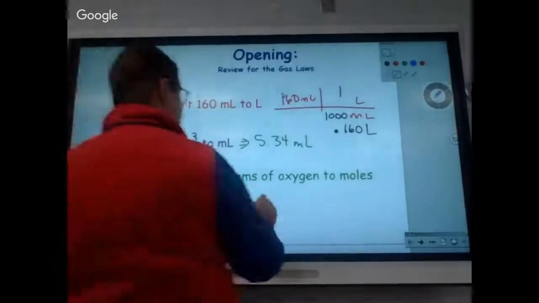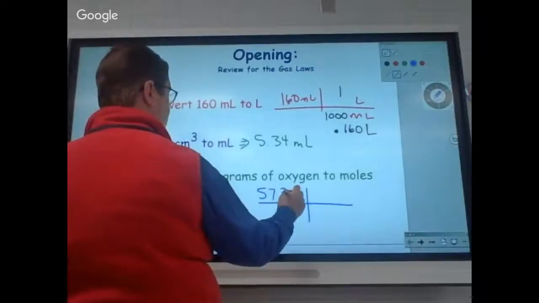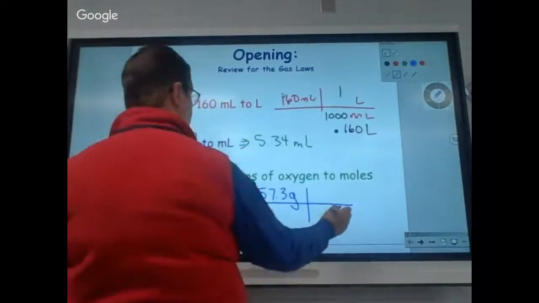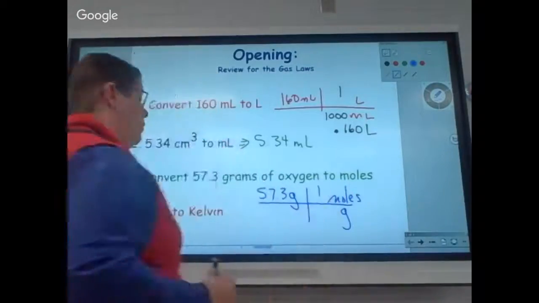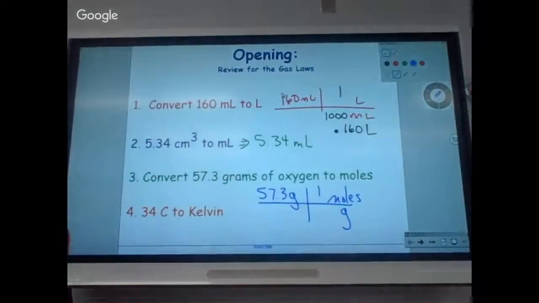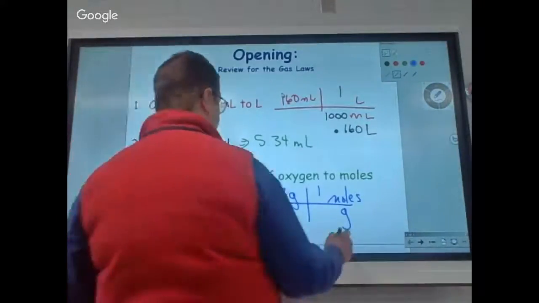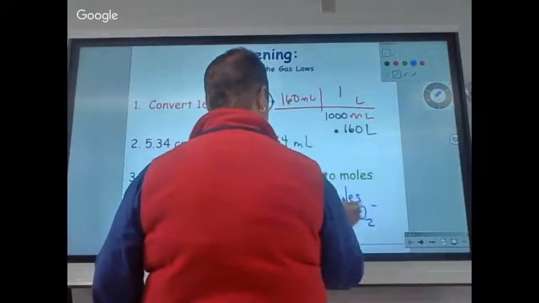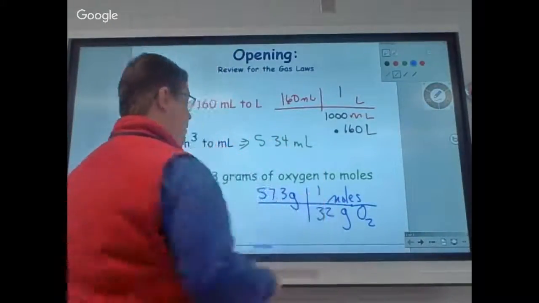Make the T chart. 5.37. What goes on the bottom? On the top. What goes beside moles? What do we know about grams? 32. Why? Because O2. Correct. It's one of the 7 diatomics. 16 times 2 is 32.